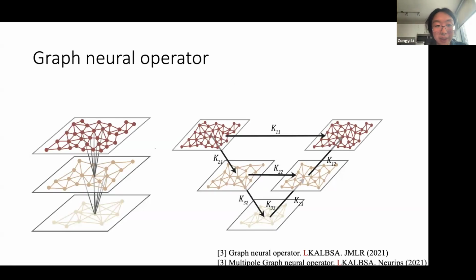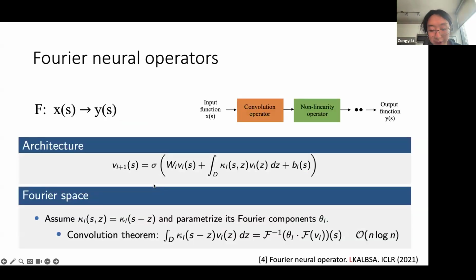Our earlier work is based on graph methods. Graphs are very flexible and they're commonly used for modeling meshes. So we can use a graph to approximate the integral kernels by taking a sum over the neighborhoods. We're also developing multiple graphs, interpreted as multi-level graph methods, that can do the integration in a more efficient way. But the most generic, most flexible, easiest to use method we found is based on Fourier series. It's called the Fourier neural operator.